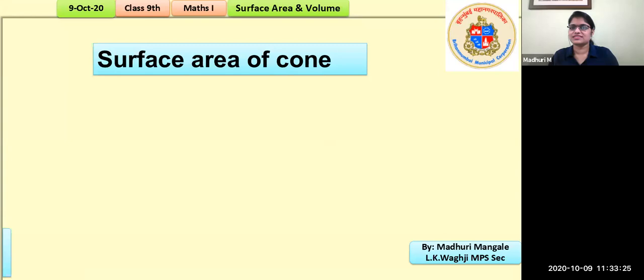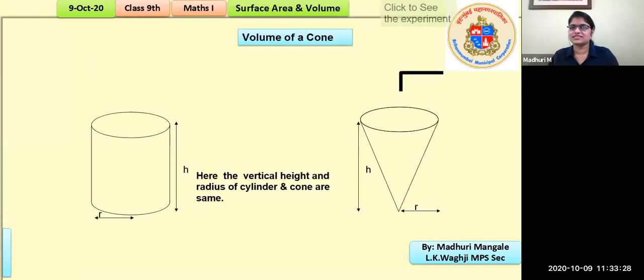Next, let us look at how to find the volume of a cone. Before we find the formula, let us do a small activity and try to relate the volume of a cone and the volume of a cylinder. Look at the two apparatus that we have taken on the screen. Look at them carefully. The vertical height of the cylinder and the vertical height of this cone are exactly the same. The radius is also the same for both of them.